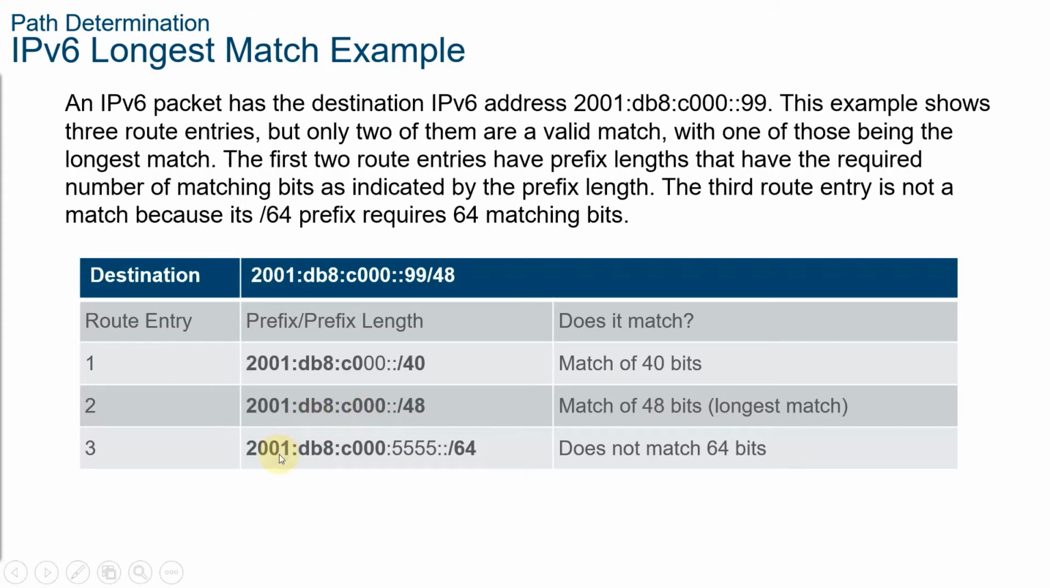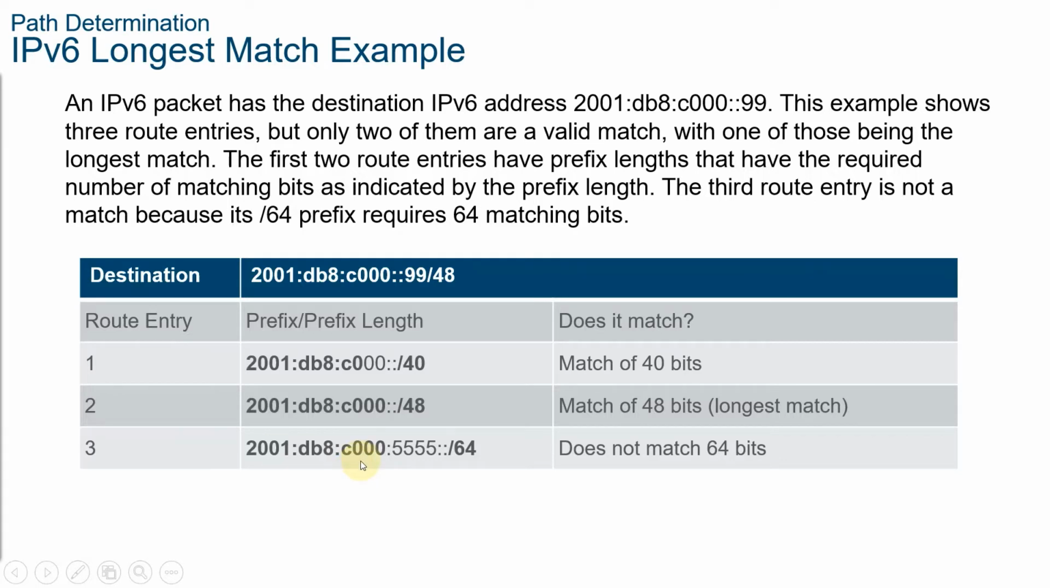The third route is not a match because it has a /64 prefix, so it requires 64 matching bits. For the prefix 2001:DB8:C000:5555::/64 to be a match, the first 64 bits must match the destination IPv6 address of the packet. Only the first 48 bits match, so this route entry is not considered a match.